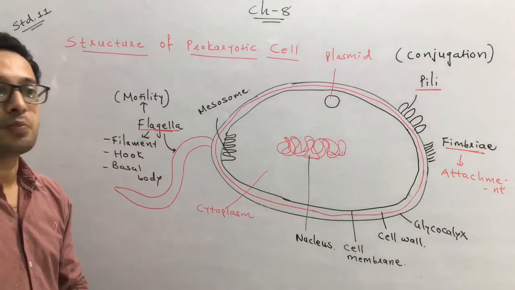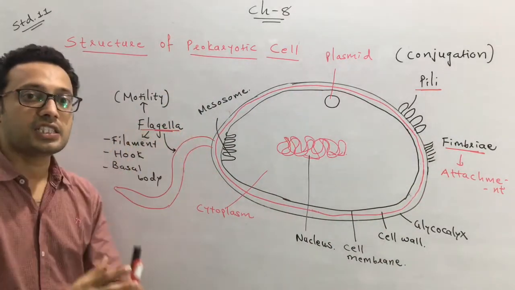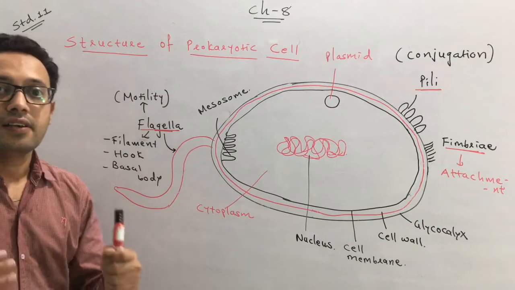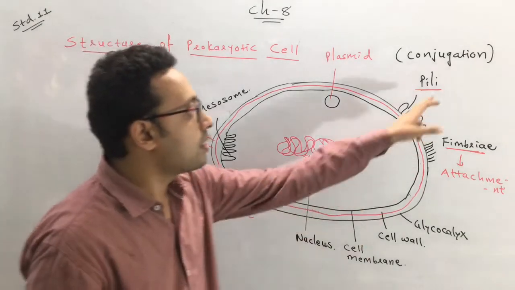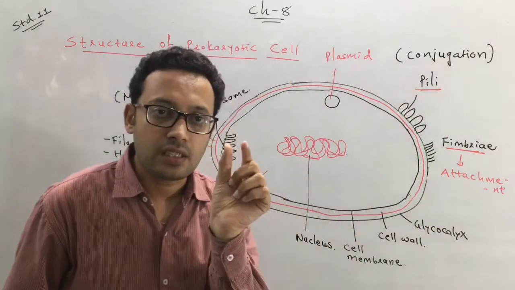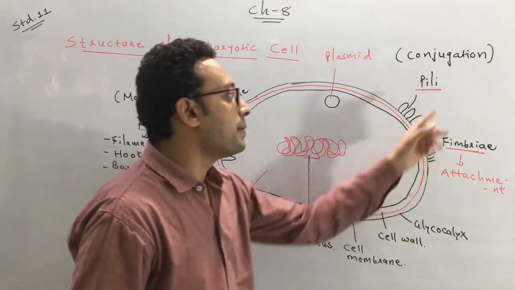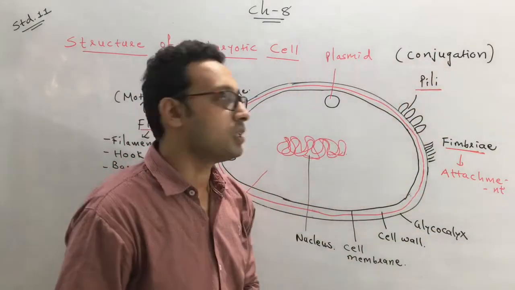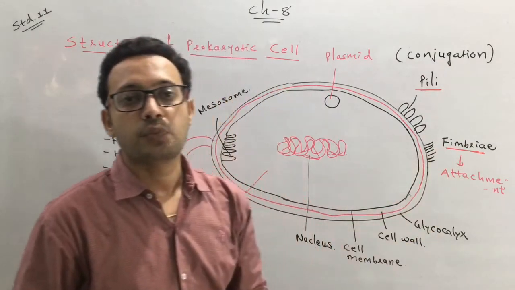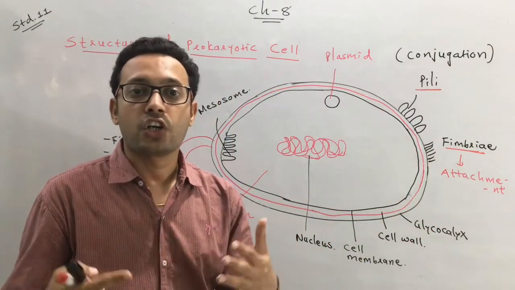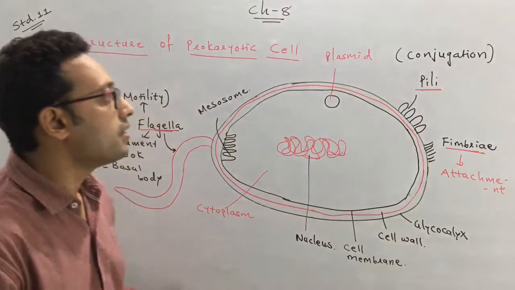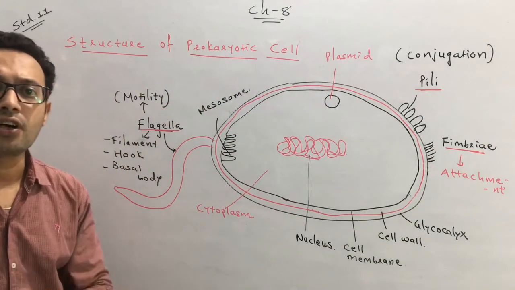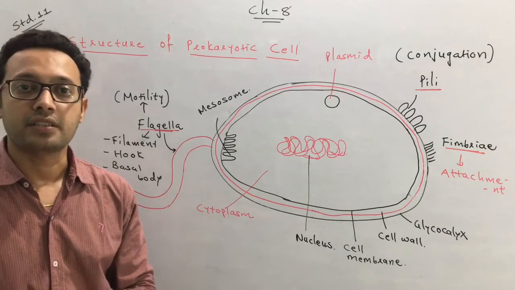The major difference between them is that flagella are long, slender, filamentous structures responsible for motility, whereas pili and fimbriae are short processes. Pili are involved in the conjugation process, and fimbriae are responsible for attachment to rocks and surfaces. So these are the components that arise from the surface of a bacterium.